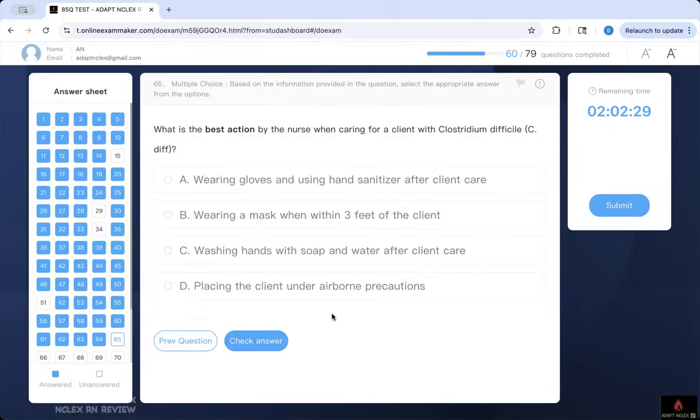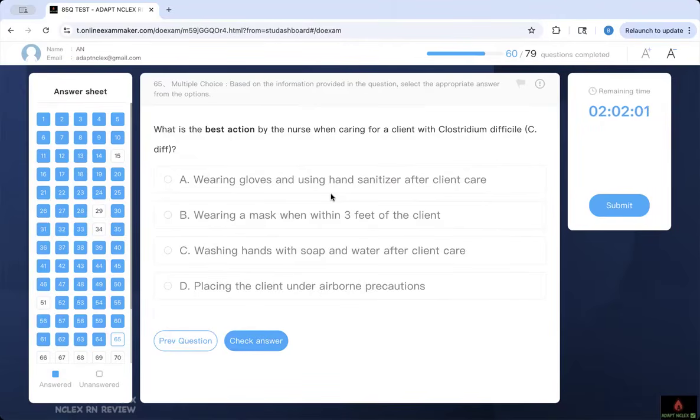C. diff, contact precaution. What am I going to do? Contact. Wearing gloves and using hand sanitizer after care. Does that sound like contact to you? Wearing masks within 3 feet. Does that constitute contact? How does wearing masks help with contact? Washing hands with soap and water after client care. After you take care of your client, you wash your hands with soap and water.